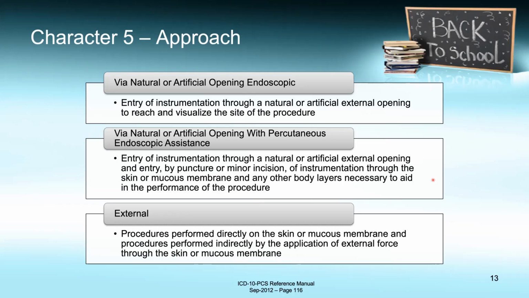So it gives you a picture of what open would look like. And so if you're a visual learner, that can be very helpful. But getting down these approaches is probably the second most important thing after the root operations, because the root operation says what was done. And this is kind of how they achieved it. How did they get to the site to perform the procedure? So it's the access location, the method, and the type of instrumentation used to accomplish the procedure.